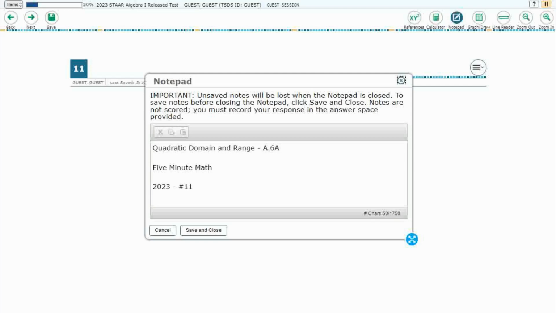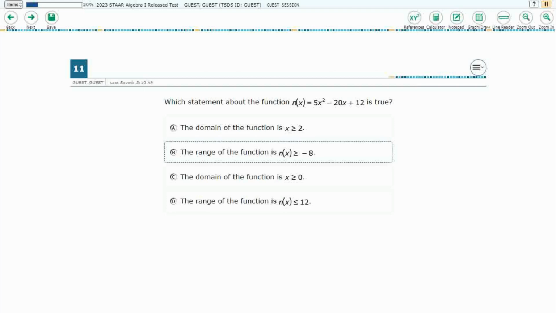Today we are looking at the Algebra 1 concept of quadratic domain and range. This is standard A.6A in the great state of Texas, and we are using item number 11 of the 2023 released STAAR test. If you haven't done so already, please go ahead and take a moment to pause the video, work this problem out on your own, unpause it, and we will look at our answers together.